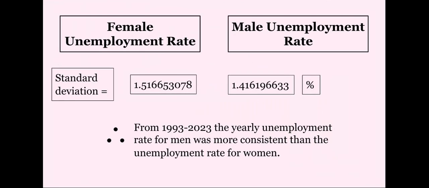Standard deviation is the measure of spread. The lower a standard deviation, the more clustered together points are, therefore indicating consistency in variation. In our data set, it shows how the unemployment rate for men was more consistent because it was lower than female standard deviation.